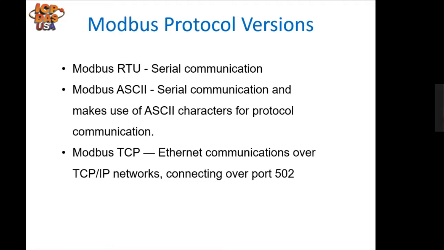Modbus RTU. This is used in serial communication and makes use of a compact binary representation of the data for protocol communication. Modbus ASCII. This is used in serial communication and makes use of ASCII characters for protocol communication. Another one is Modbus TCP. This is a Modbus variant used for communications over TCP/IP networks. You can connect to Modbus TCP over port 502.